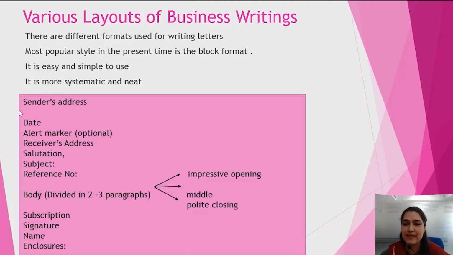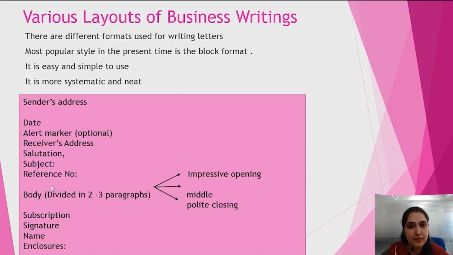You can see some line spaces, so these line spaces have to be left. So after sender's address, date, alert marker, that is also known as the attention marker. Then receiver's address will come. Now receiver's address will have 2 or 3 lines. Okay, name of the person, then designation and company name. So all those details will come under receiver's address. Then the salutation, subject, reference number.